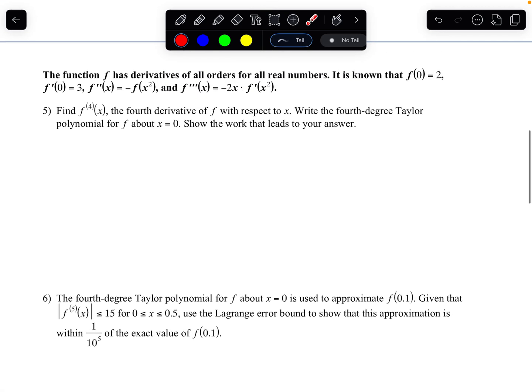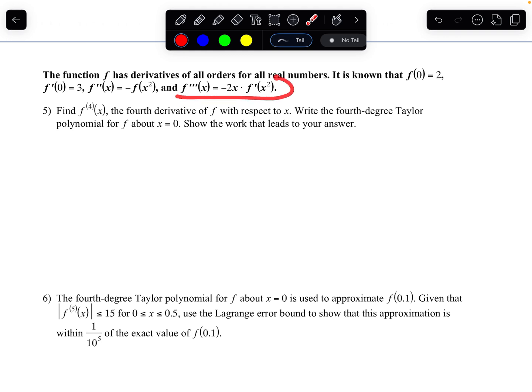Alright guys, I'm going to go through the second FRQ question that will potentially be on the test tomorrow. This one has to do more with Taylor polynomials and building Taylor polynomials. So the function f has derivatives of all orders for all real numbers. It is known that f of 0 is equal to 2 and so on. So find the fourth derivative of f with respect to x.